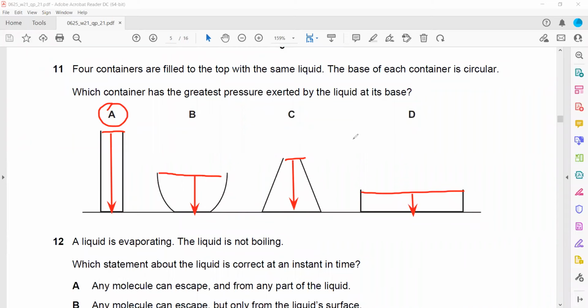The pressure exerted by the liquid depends on density, gravity, and depth. We are using the same liquid, so density does not change. Gravity is constant. So the one with the greater depth will exert more pressure. Which one has the greater depth? A has the greater depth. That's why A will exert the highest pressure.